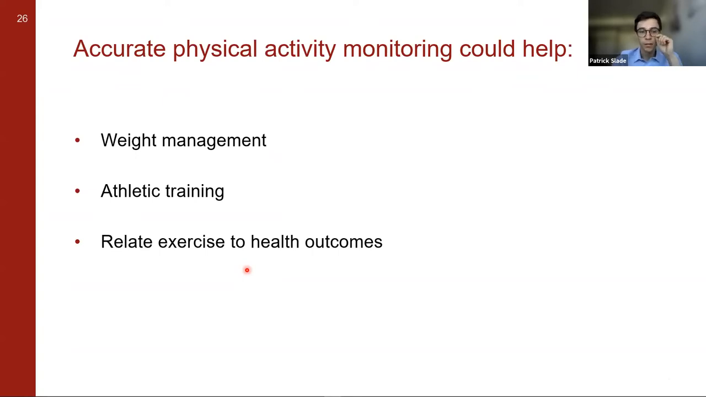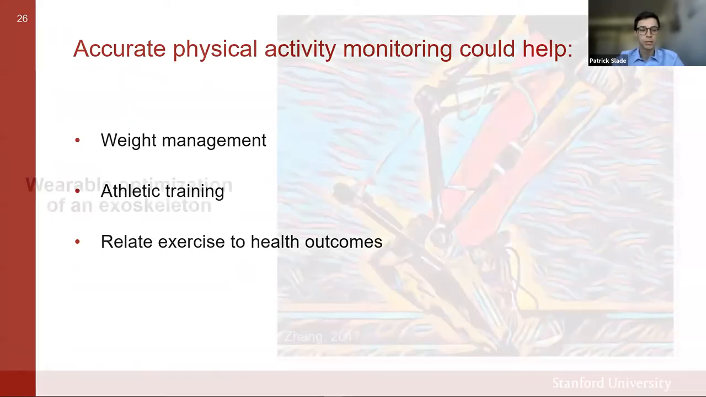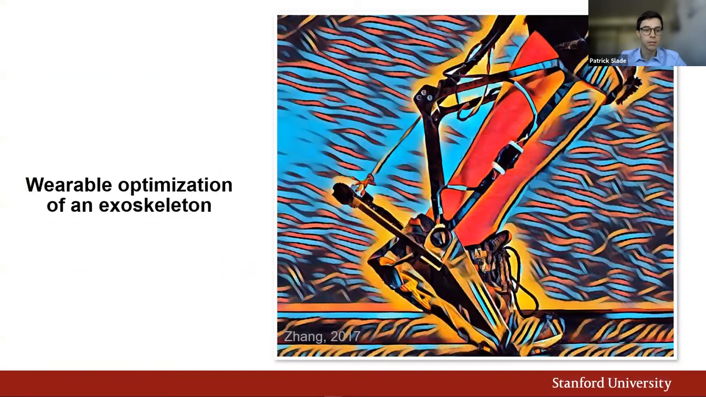So in a similar vein, we took this idea of using motion to estimate energy expenditure, and we applied it to another topic, which is wearable optimization of an exoskeleton. So here, by optimization, we mean trying to customize how the device is assisting the person.